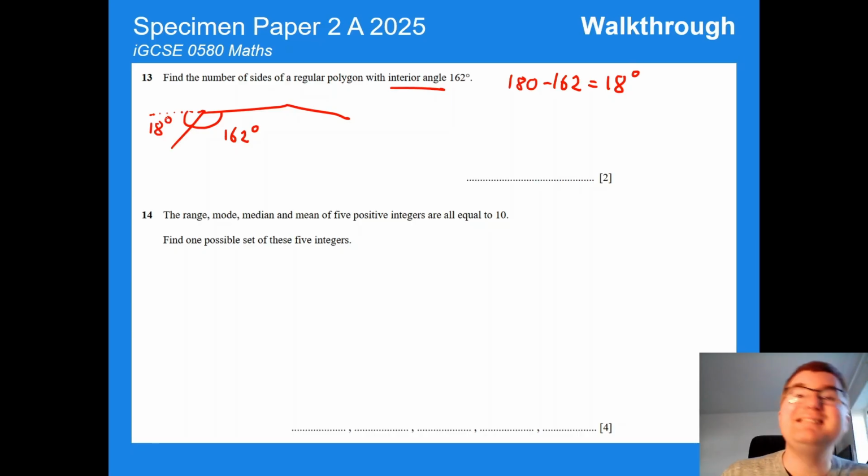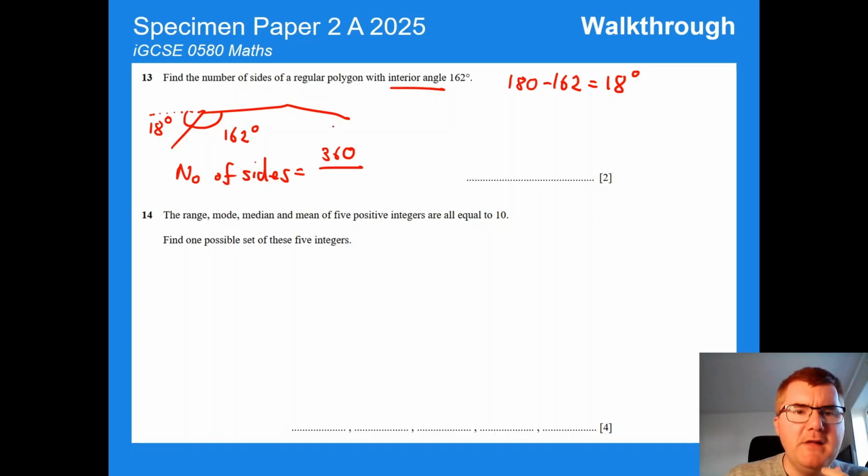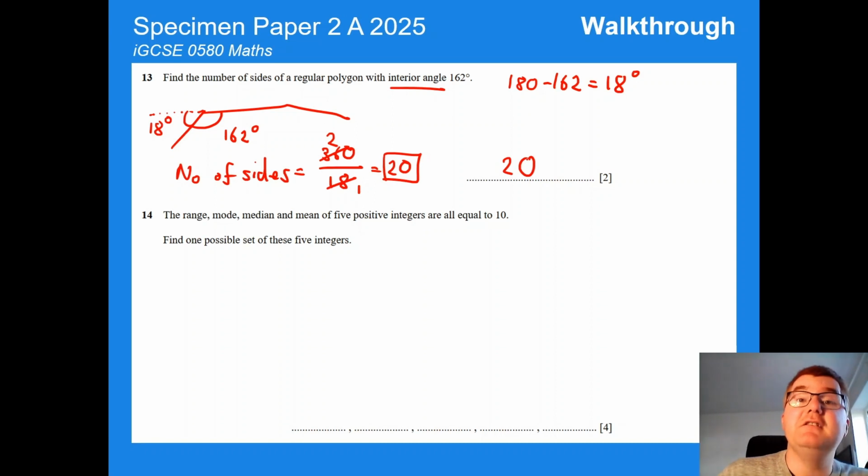Now, why is that useful? Because to find the number of sides, this is a nice formula to remember, I just take 360 and divide by that exterior angle, which in this case is 18. Okay, here we can do some cancellation. How many 18s go into 18? 1. How many 18s go into 36? That's going to be 2. And therefore we end up with a 20-sided shape that has that particular interior angle.